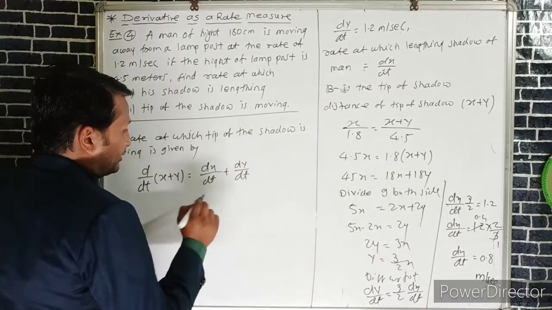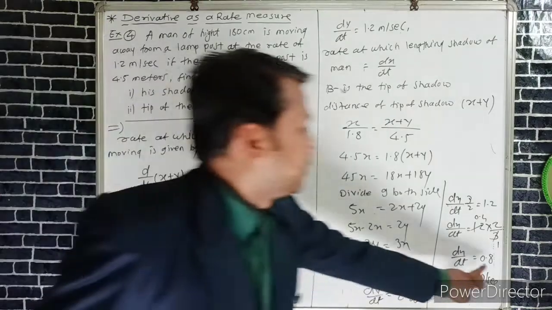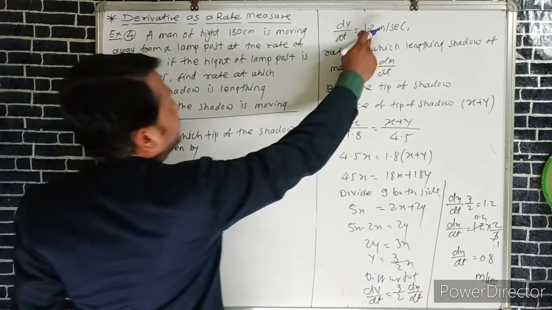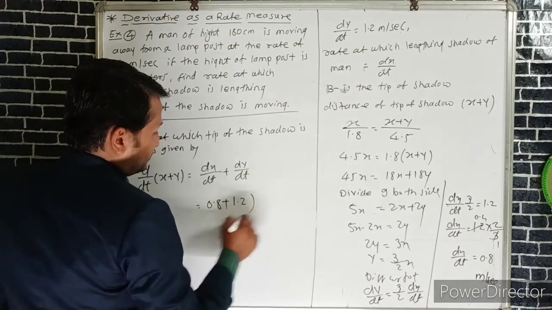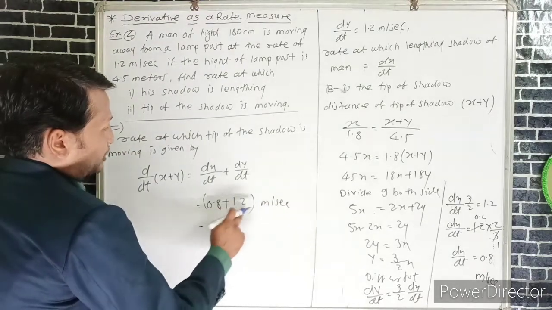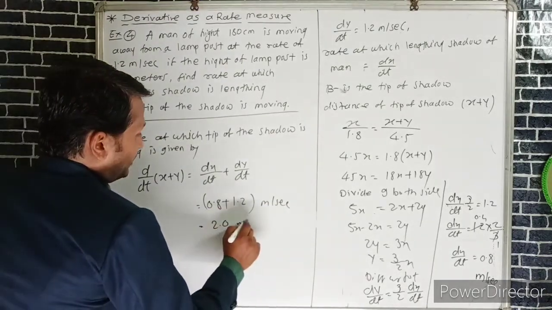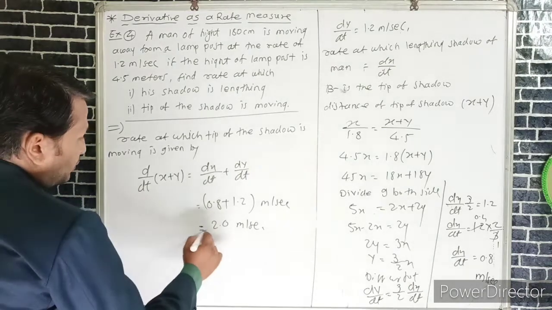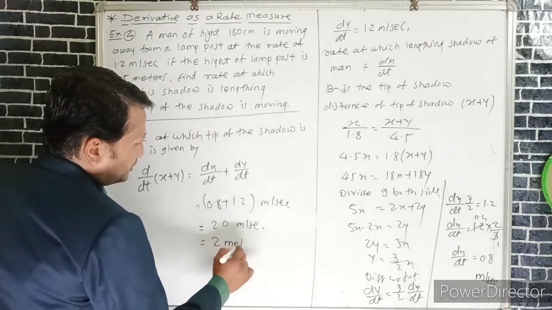So here dx by dt is 0.8 meter per second, plus dy by dt, which is 1.2 meter per second. So 0.8 plus 1.2 is 2.0 meter per second. Hence the shadow is lengthening at the rate of 0.8 meter per second, and its tip is moving at the rate of 2 meter per second. 2.0, we can write it as 2 meter per second.